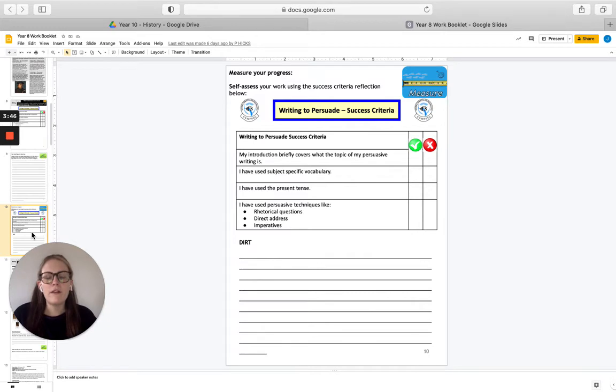Secondly, have you used subject specific vocabulary? So, for example, have you used the words Catholic, Protestant, Bishop? What type of words have you used, and are they something that you would only really use in history or talking about this topic? Have you used the present tense?